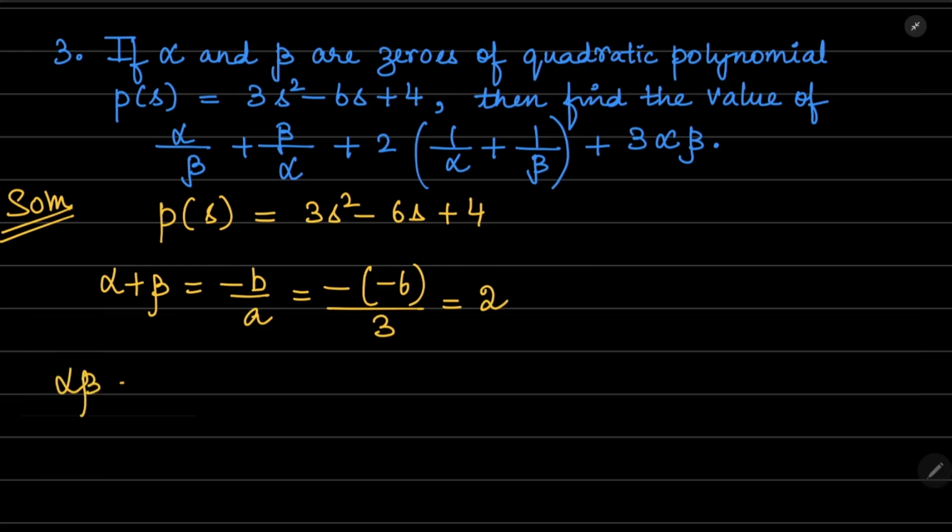And what is alpha beta? It's equal to c by a. What is c? 4. So 4 by 3. So alpha beta is nothing but 4 by 3.